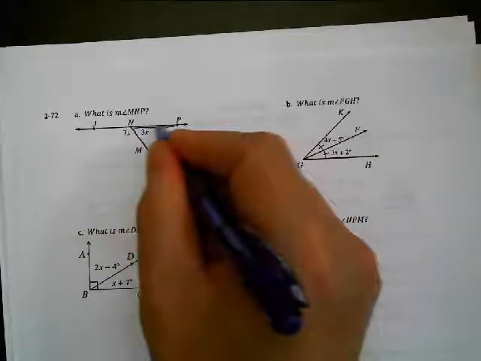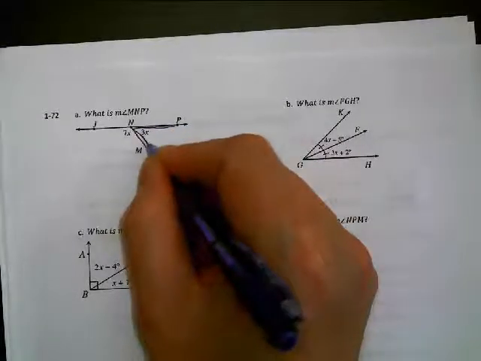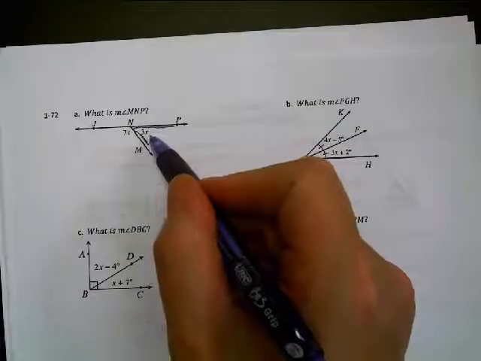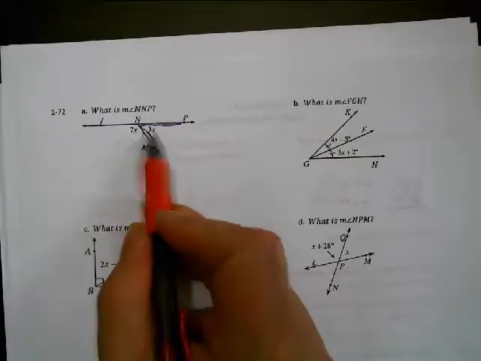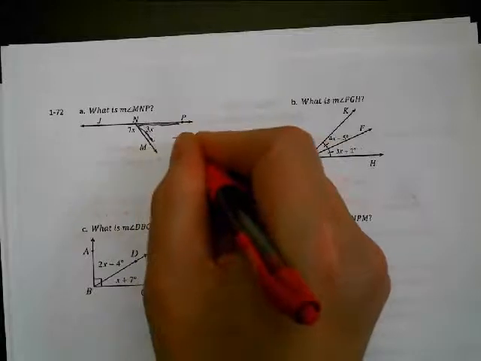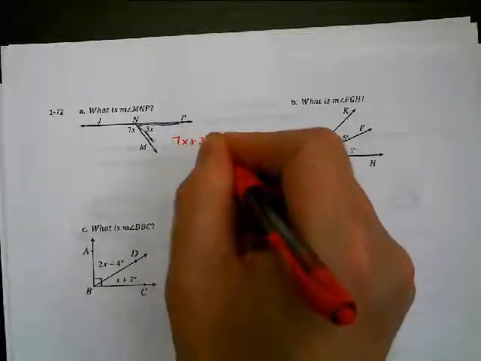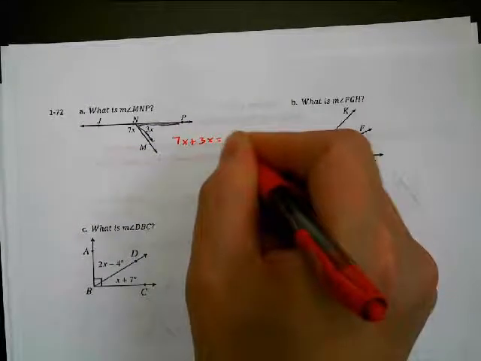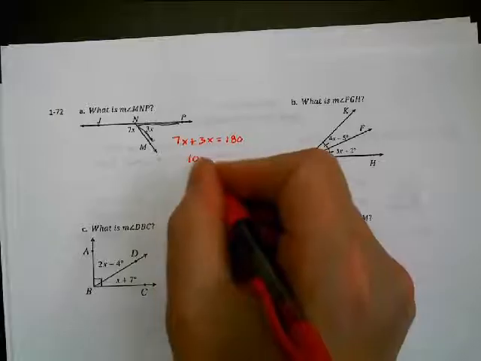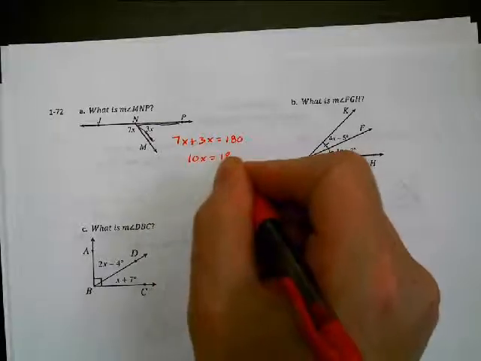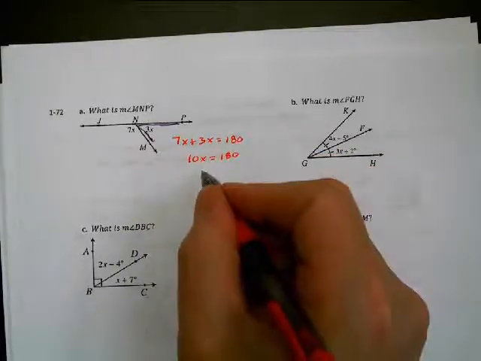Well, first thing I need to know is what X is. So I look at the type of relationship I have. These two are linear pairs, so I know that these two add up to 180. So I'm going to write an equation first. 7x plus 3x equals 180, because these are linear pairs, and linear pairs are supplementary, so they add up to 180. So I get 10x is equal to 180. Divide both sides by 10, and I get x is equal to 18.